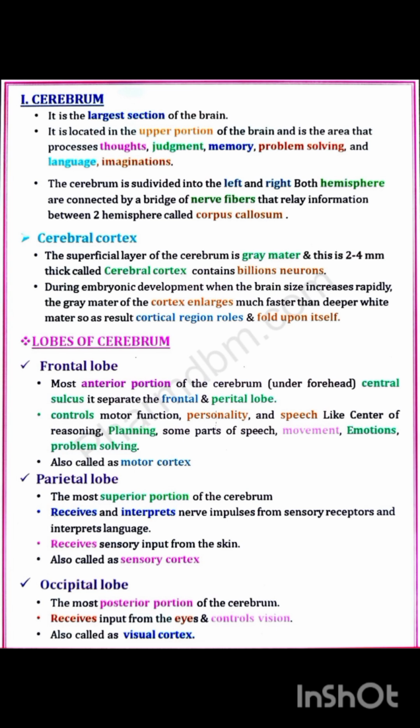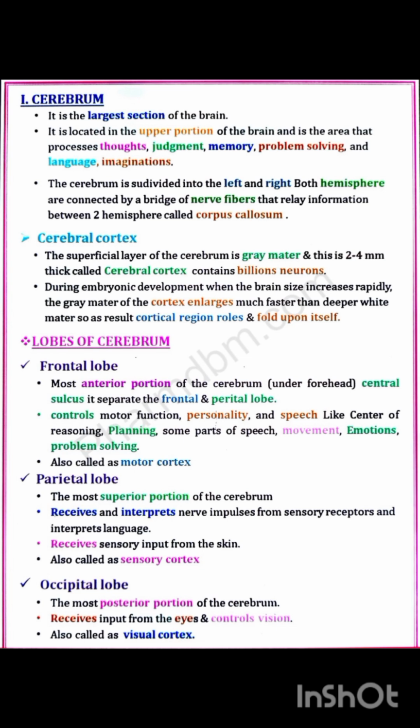Cerebral cortex. It is the superficial layer of the cerebrum. It is grey matter and is 2 to 4 millimeters thick. The cerebral cortex contains billions of neurons. During embryonic development, when the brain size increases rapidly, the grey matter of the cortex enlarges much faster than the deeper white matter, so the cortical region rolls and folds upon itself.